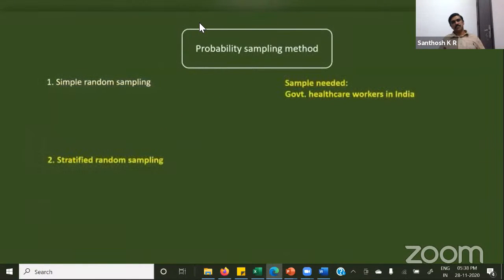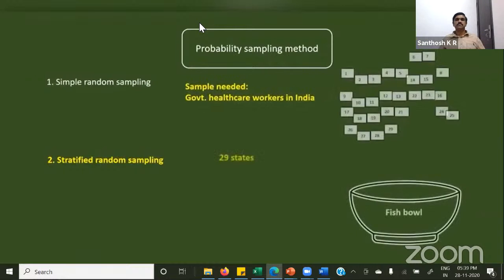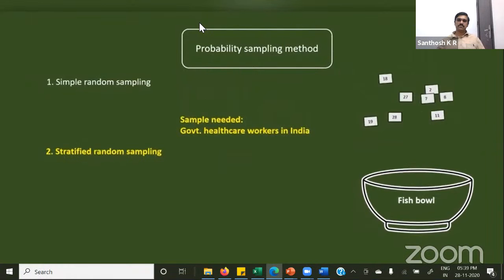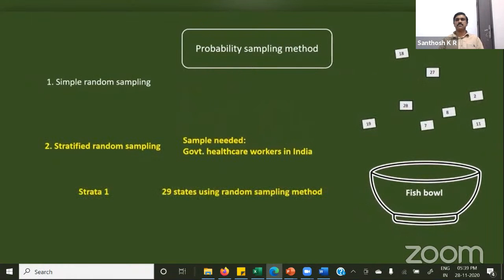Stratified sampling is a probability sampling method we may use if we need a representative sample based on strata. For instance, we would like to have a sample of government healthcare workers for our next research, and we need a sample representing the whole of India. First, we may conduct a simple random sampling to choose the states in India using a fishbowl technique. Imagine that we chose 8 states. This is the first strata.